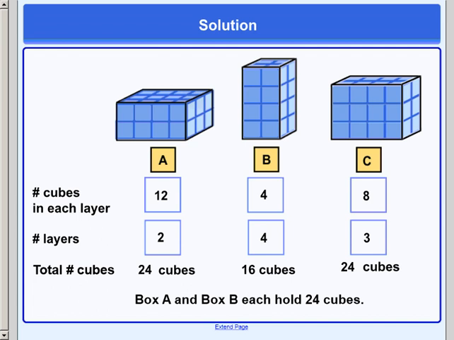The first one, prism A, there are 12 cubes in each layer. There were 2 layers, so it would hold a total of 24 cubes. The second one, there were 4 cubes in each layer, so not as many cubes in each layer. However, there were more layers, 4 layers. So there were 4 cubes in each of the 4 layers for a total of 16 cubes. And for prism C, there were 8 cubes in each layer because there were 4 in each row and there were 2 rows. And since there were then 3 layers, there were a total of 24 cubes. So that means actually prism A and prism C both have the exact same volume because they both hold the same number of cubes.